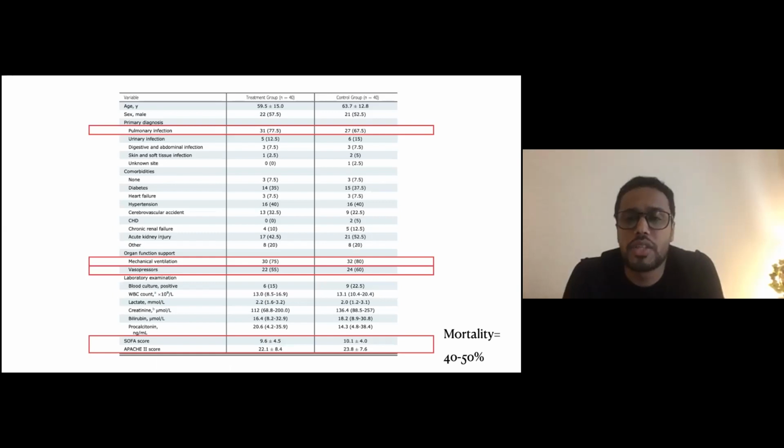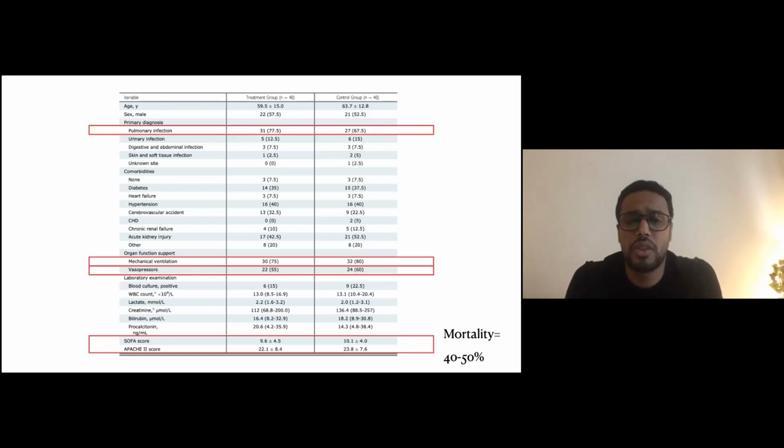So the source of infection in those septic patients was mainly pulmonary infection, 77.5% in the treatment group and 67% in the control group. And those patients who received vasopressors were 55% and 60% in the treatment and the control group. And those patients who received mechanical ventilation was 75% in the treatment group and 80% in the control group.